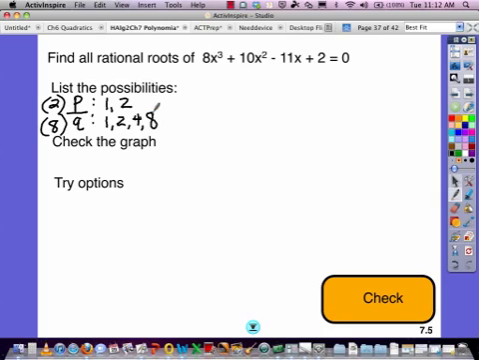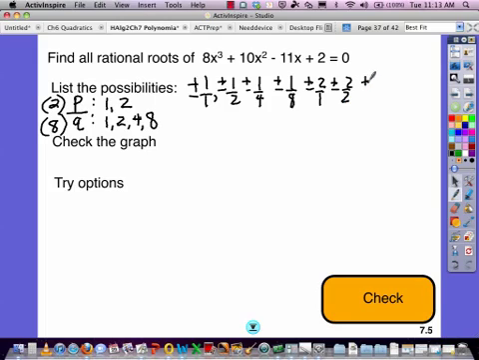So now if we listed all the possibilities, and yes, I'm going to have plus and minus on all these, we could do 1 over 1, plus and minus 1 over 2, plus and minus 1 over 4, plus and minus 1 over 8, and then go the last route, and that would be plus and minus 2 over 1, plus and minus 2 over 2, plus and minus 2 over 4, and plus and minus 2 over 8.